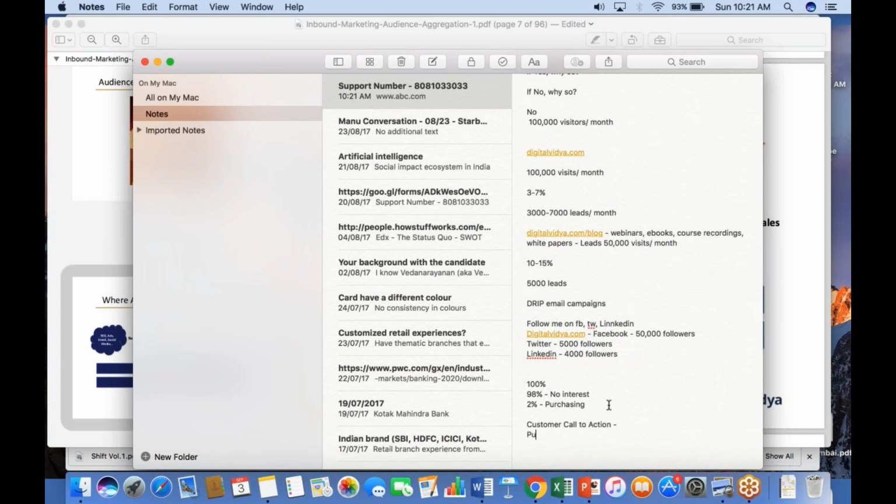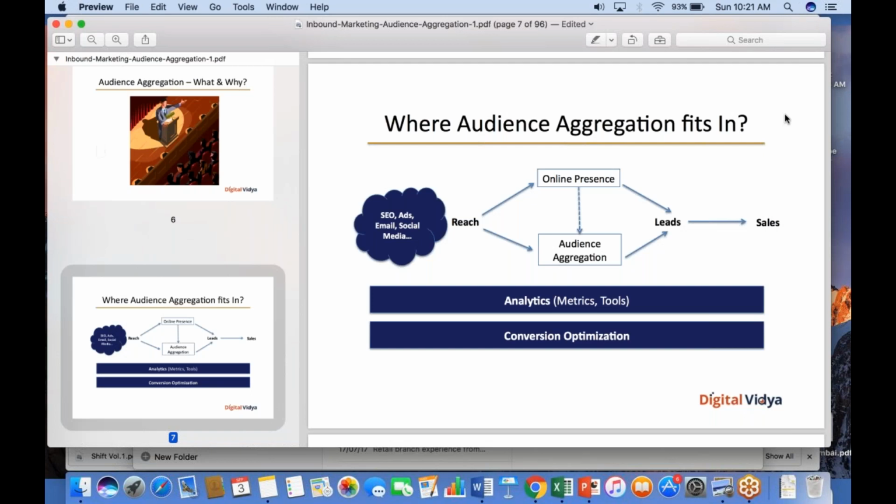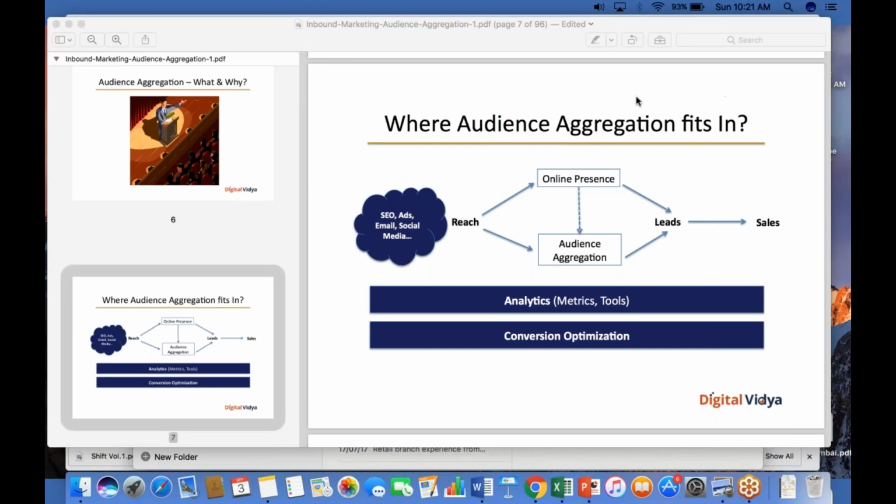One is obviously the ideal holy grail, which is purchase, which happens probably in say less than 1% of instances. The second kind of a desired call to action, which you can make customers actually perform, is give up their lead information. And the third kind of thing can be to give some kind of an indicative interest in the brand by asking them to follow you on social. That could be another kind of a call to action which you can get them to perform. So all of these generate aggregated audiences for you, which you can then farm, nurture, and hopefully harvest over a period of time into actual paying customers.